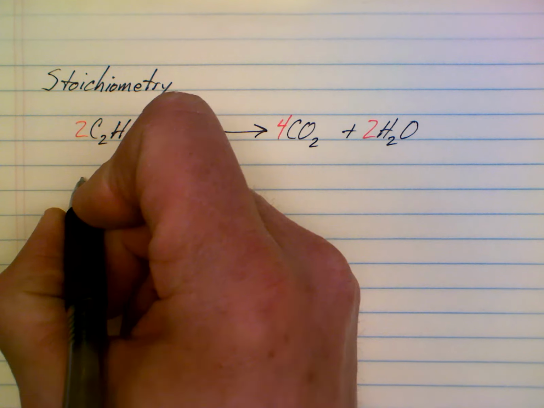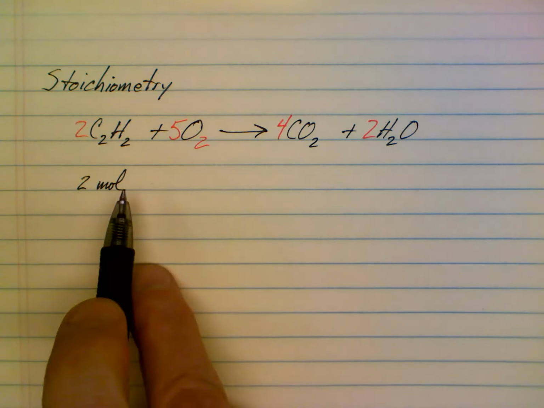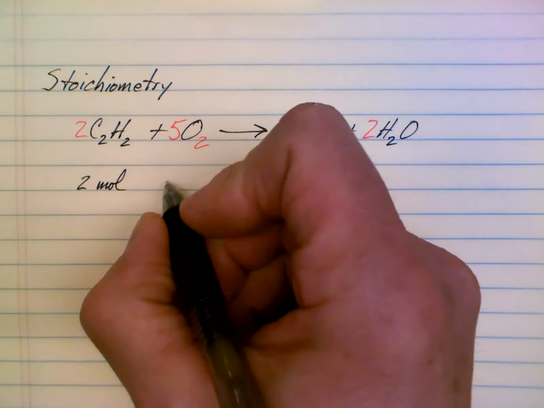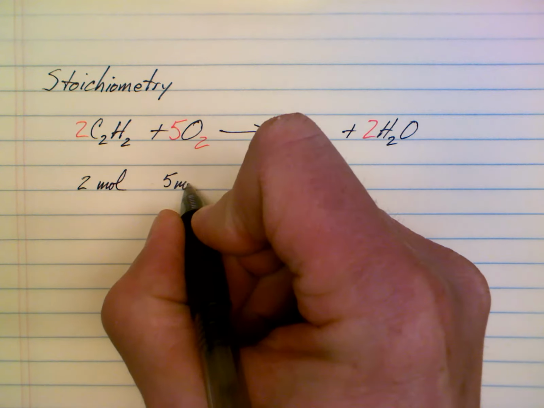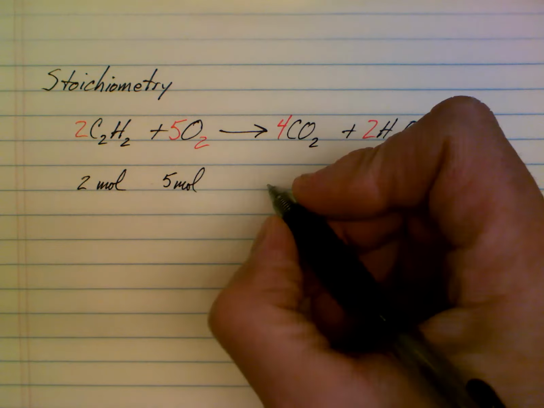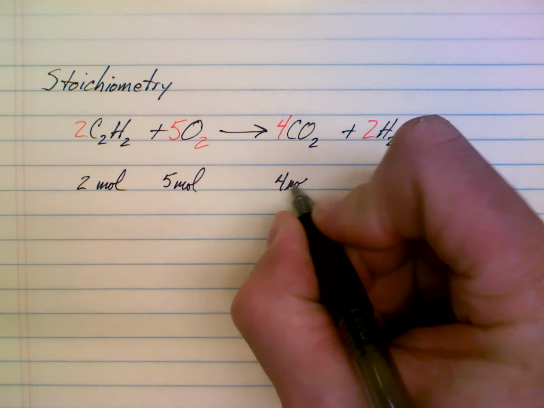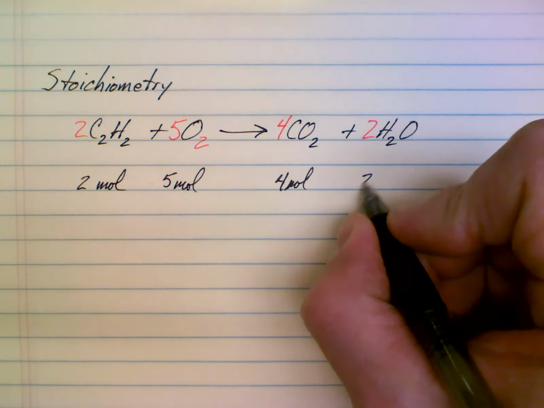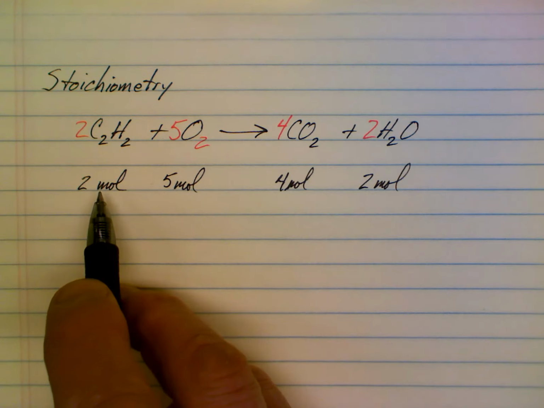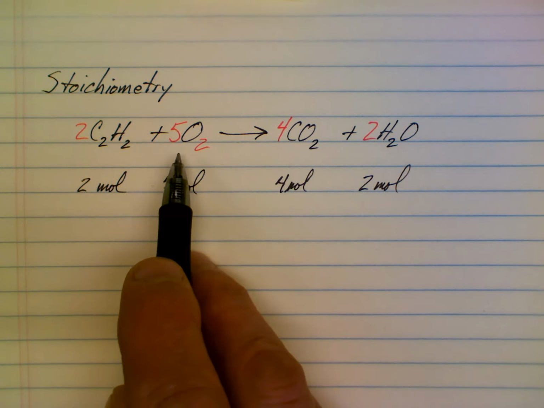So if I had, for example, 2 moles of, let's say, acetylene, then I would need 5 moles of oxygen to react with it. Additionally, 4 moles of carbon dioxide would then be produced along with 2 moles of water. Notice that 2 moles of acetylene are needed to react with 5 moles of oxygen here.